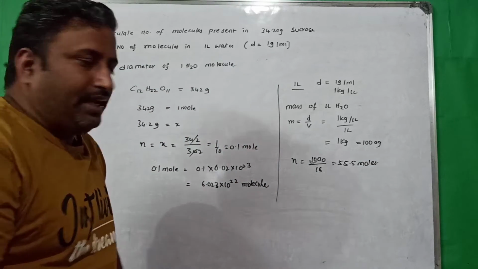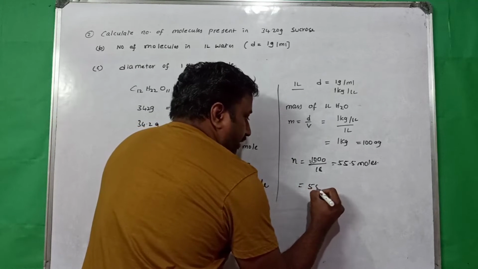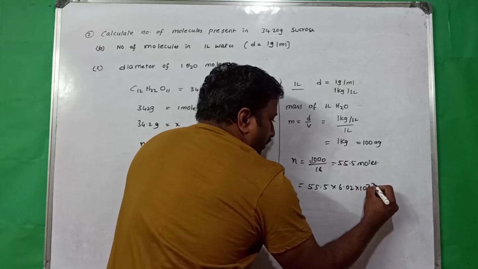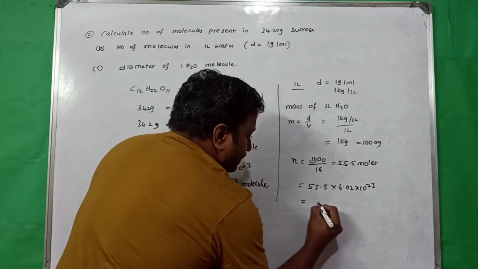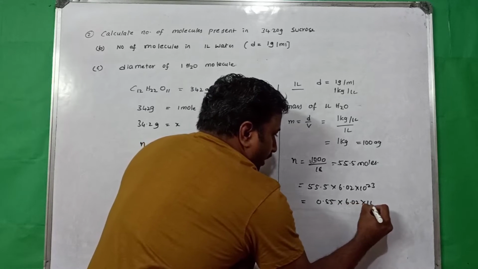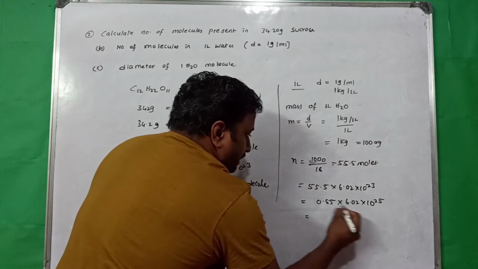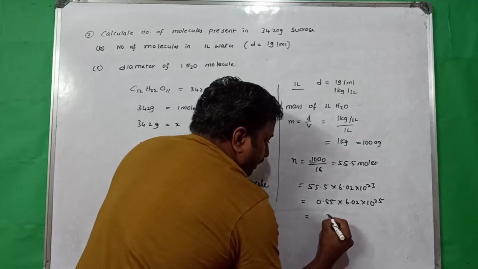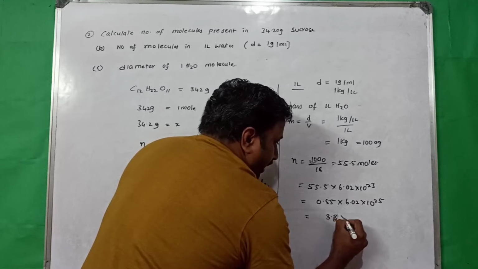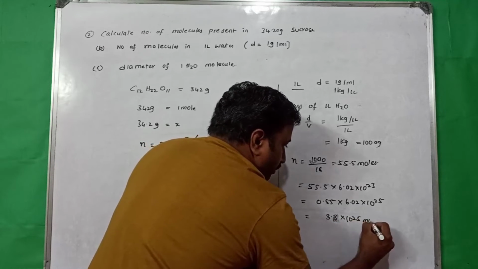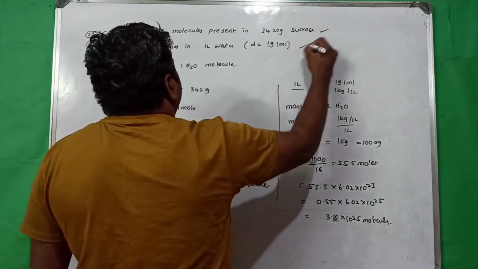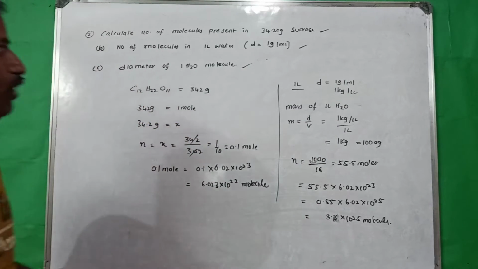Then what is the number of particles in it? That is 55.5 into 6.02 into 10 power 23. Then we can write it as 0.555 into 6.02 into 10 power 25. This is 6 5s are 3, nothing but 3.3 into 10 power 25 molecules. So the first question is done, the second question is done, and the third question is the diameter of one water molecule.